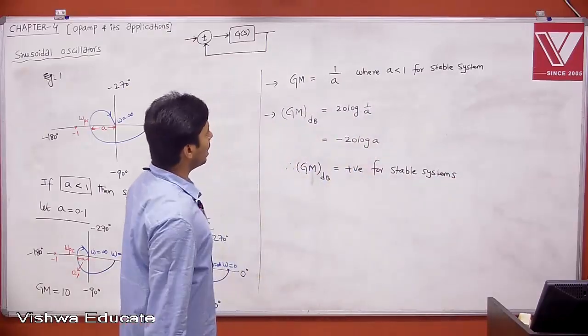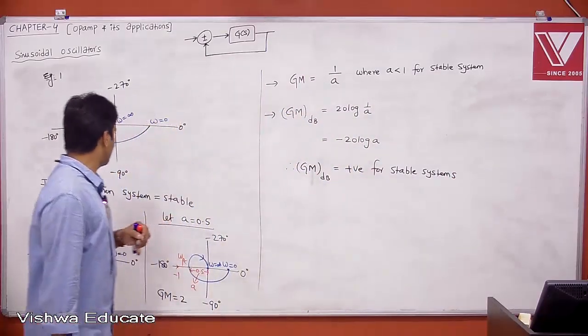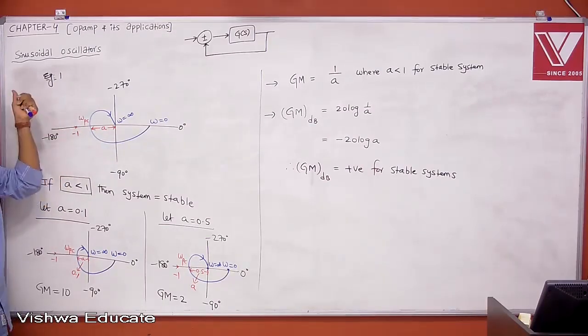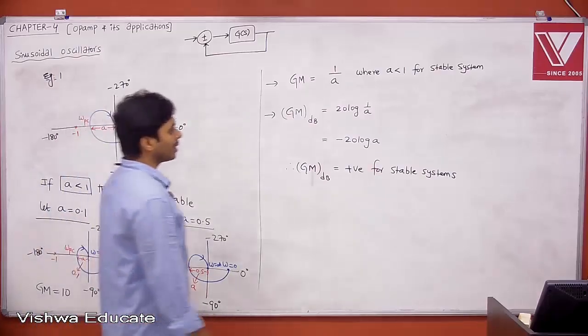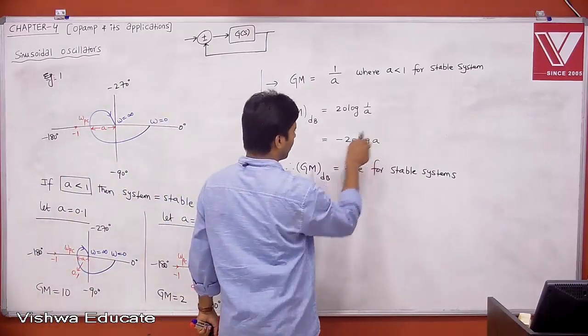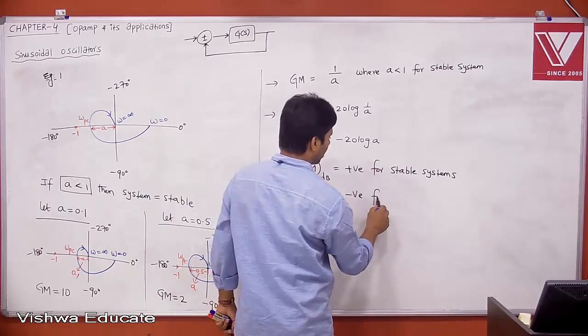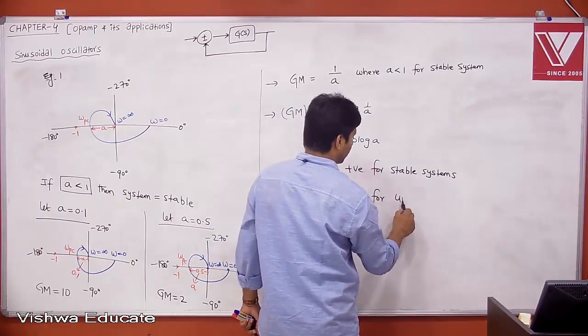Then tell me, for example, A is greater than 1. What do you mean by A is greater than 1? It is crossing 1. When it is crossing 1, definitely at phase shift of 180 degrees, if its gain is greater than 1, system is unstable. When A is greater than 1, then your gain margin is negative. Therefore, this is for unstable systems.